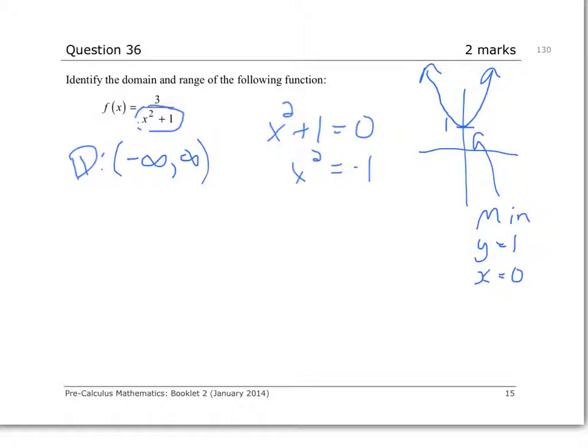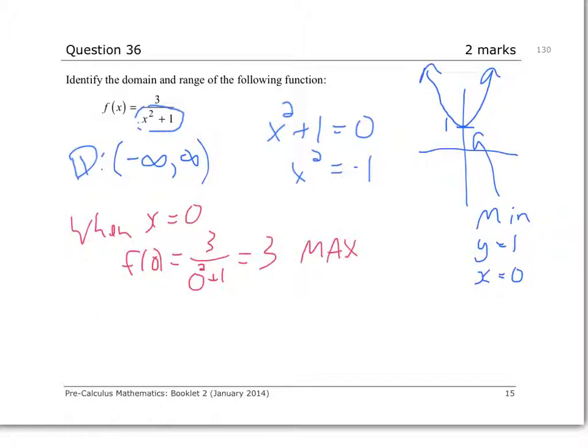So when we're discussing the range, when x equals 0, we get f of 0, which is 3 over 0 squared plus 1. So that's just 3. So a minimum will actually correspond to a maximum right here. So our maximum is 3.